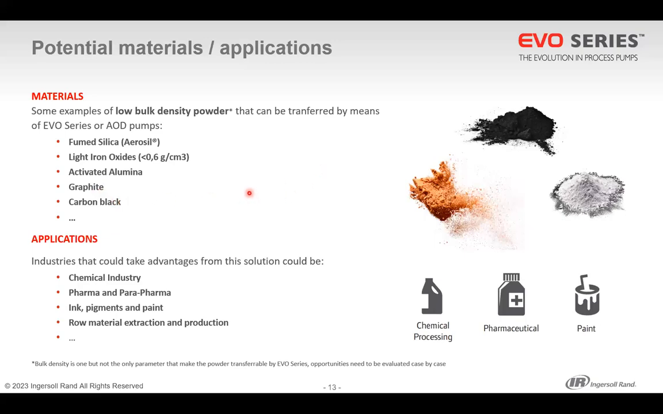There are for sure many others, and if you are in chemical processing, pharmaceutical, paint, or raw material extraction, you probably know better than me which powders could be pumped by this type of pump, that could have those characteristics. Of course, any powder has different features, so some tests can be done. The first test is to see if you can fluidize the powder. Others could be done by moving the powder, seeing that it doesn't stick together, and measuring the bulk density, in order to understand if this pump can be suitable for a powder or not.